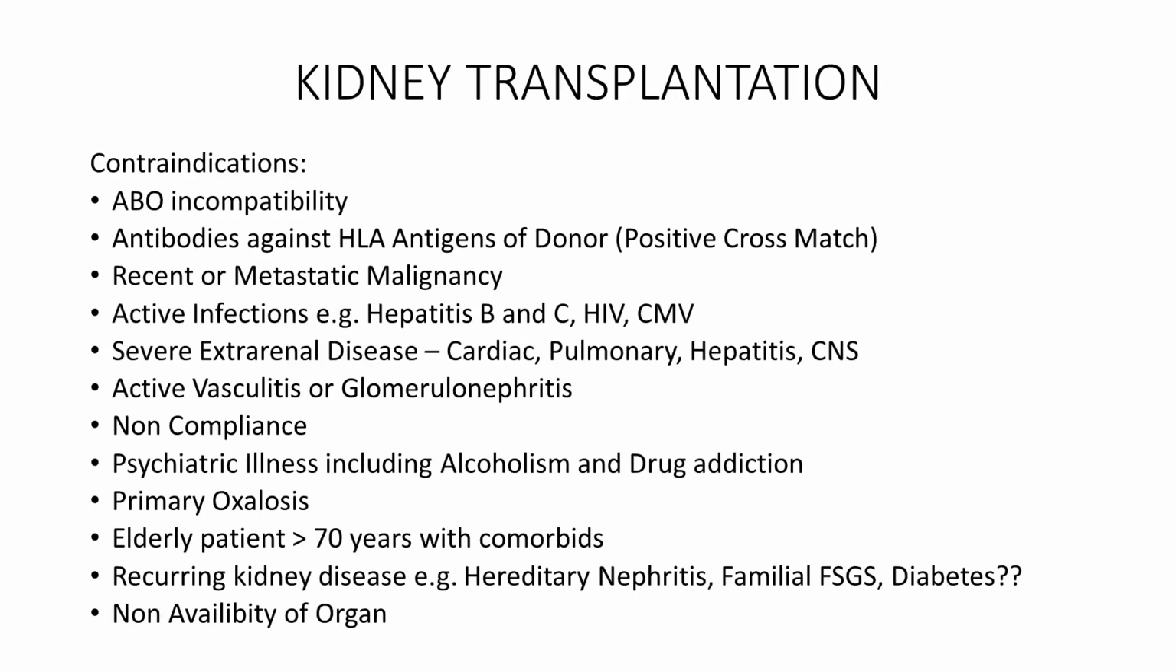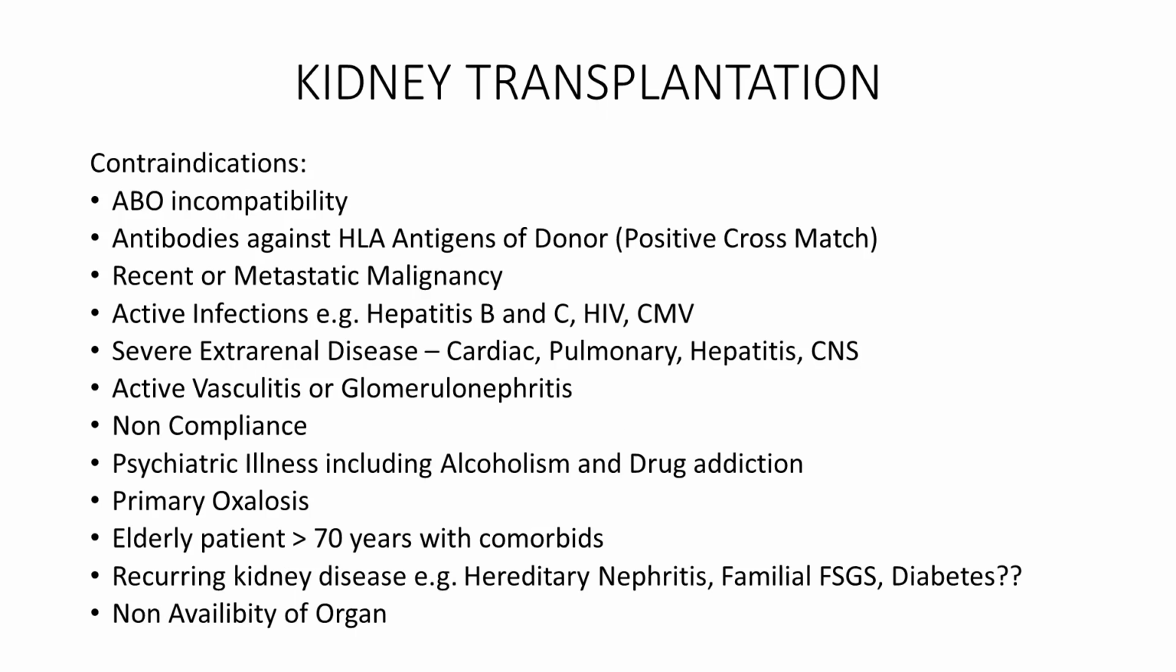Now, what are the contraindications for kidney transplantation? ABO compatibility, because you have to take a kidney from somebody else, so you have to have the same blood group. But nowadays, such strong immunosuppression is available that most of the time ABO compatibility is ignored, and patients with different blood groups can donate a kidney to the patient, except with certain limitations.